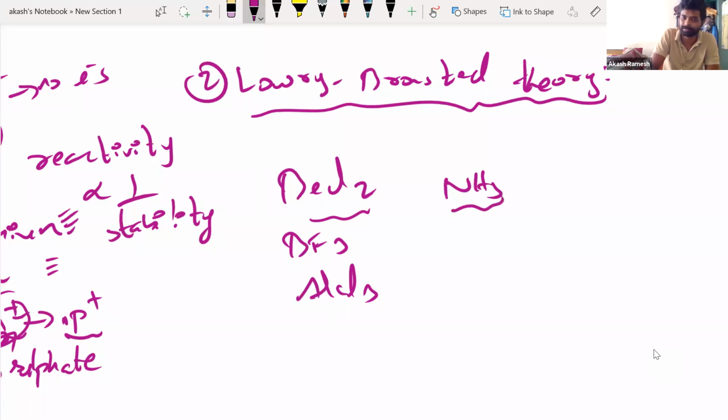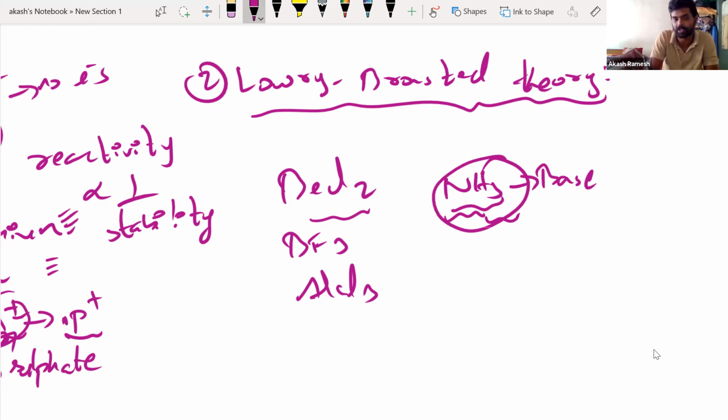Ammonia, NH3. Ammonia is a base, right? But is it going to produce OH minus when it dissolves in water? Yes, it does. But by looking at the formula of the compound, you don't see any OH minus ions. So to overcome these problems, we need something that doesn't give me H plus but still is an acid, and something that doesn't give me OH minus but still is a base.